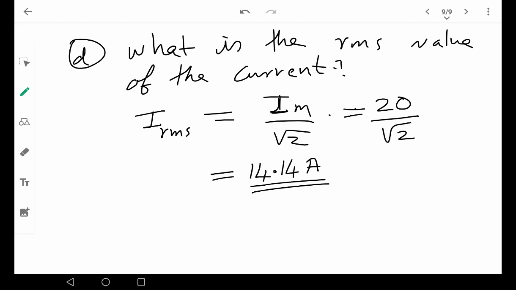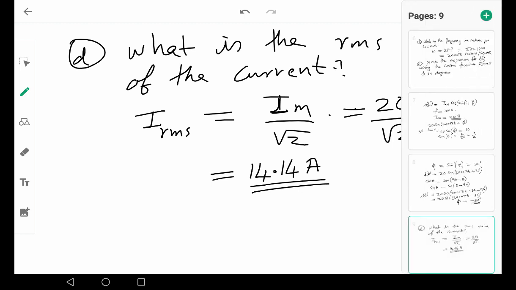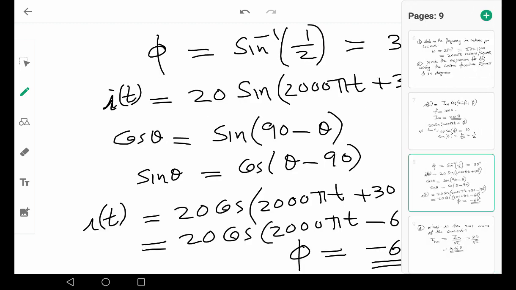Okay. The solution is also given in the slide. You can see it. In the previous slide, you see. Both ways it's okay. In the slide, if you see, it is 2000 pi t plus 60 and 2000 pi t minus 60.